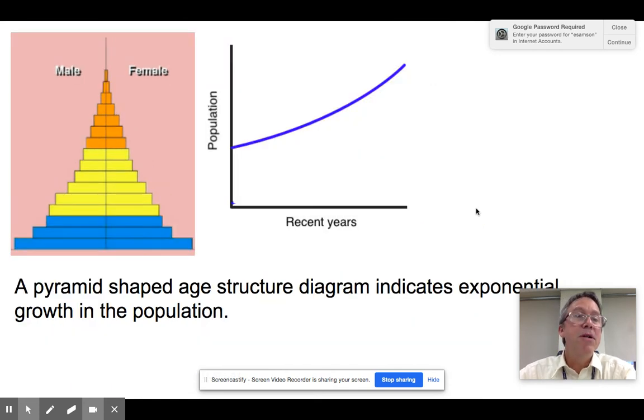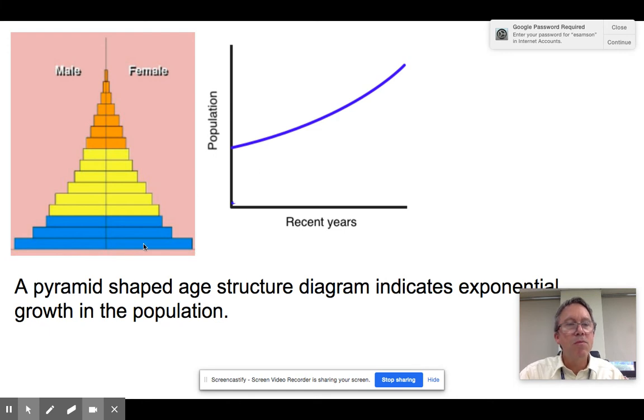Now, we should be able to look at this, and keep in mind this is a current view of it. This is not over time. Time is not part of this structure. This is just like taking a snapshot, like taking the census, publishing the data, and here's what you get. So from this, because we have more babies being born than people above them, we can infer that this is a population on the increase. So in recent years, we probably see an exponential increase in the number of people in that country.